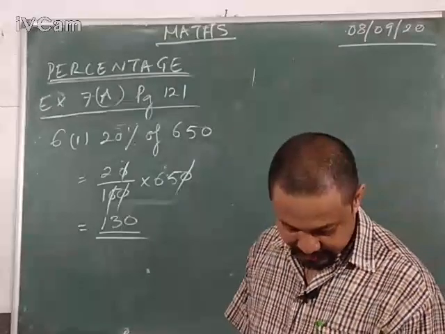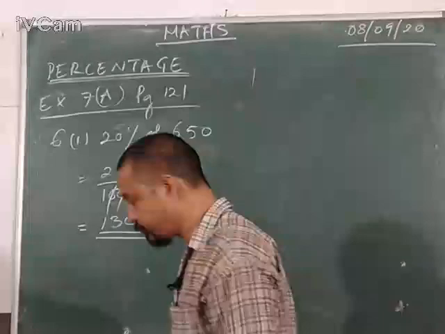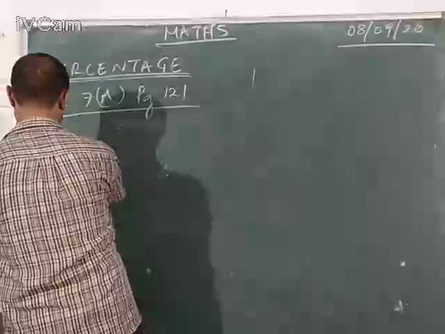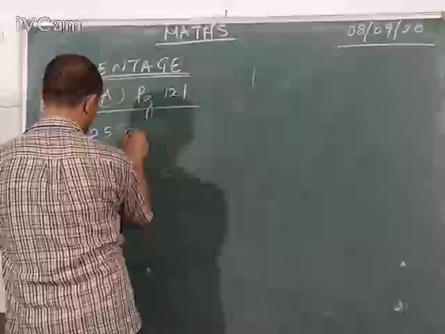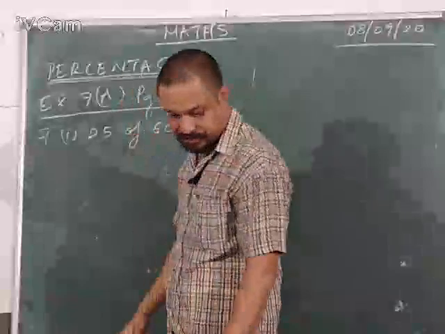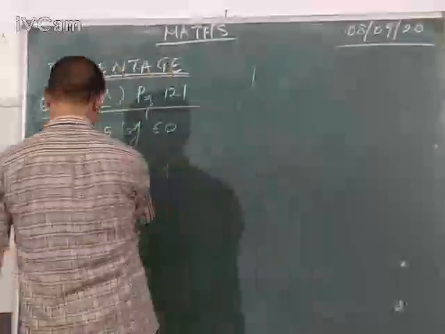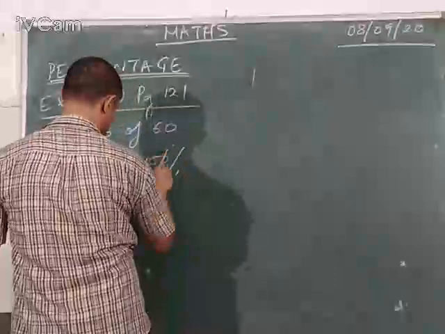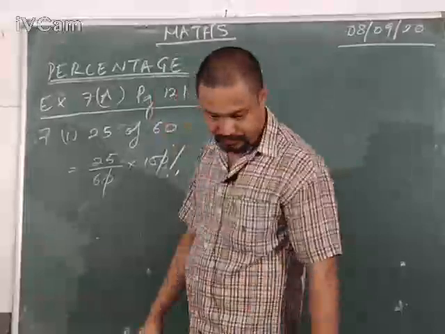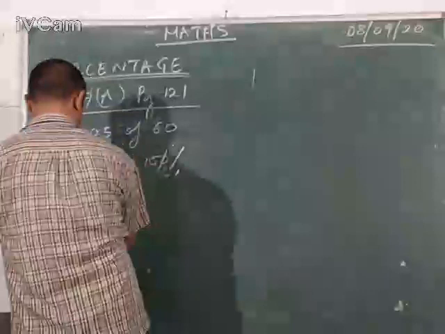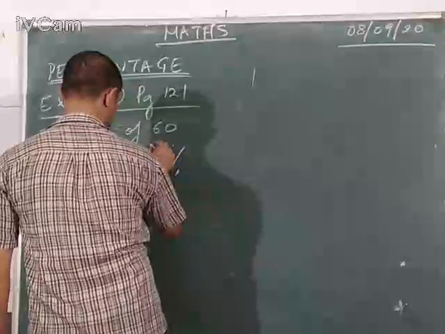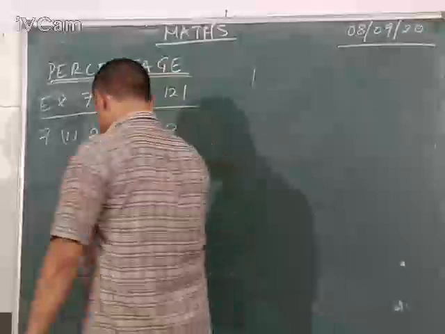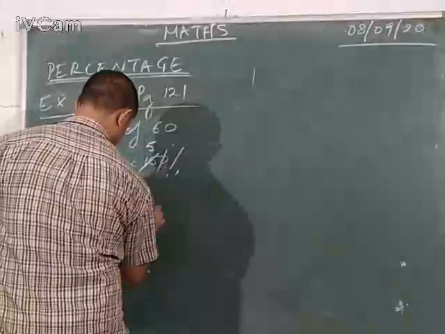Now number 7. What percent is 25 of 60? I think that's what the question is, right? So 25 out of 60 into 100% should be, 2 threes are 6, 2 fives are 10. So 25 into 5 is 125 by 3%.